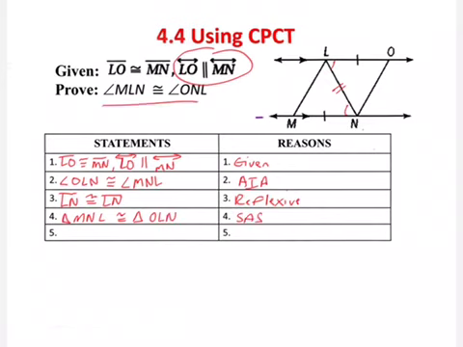And then your last step would be to restate the prove in this case, but this time being able to prove it. So angle LMN is congruent to angle ONL by CPCT. Since we showed the two triangles are congruent, we can now start pairing up their other corresponding parts.